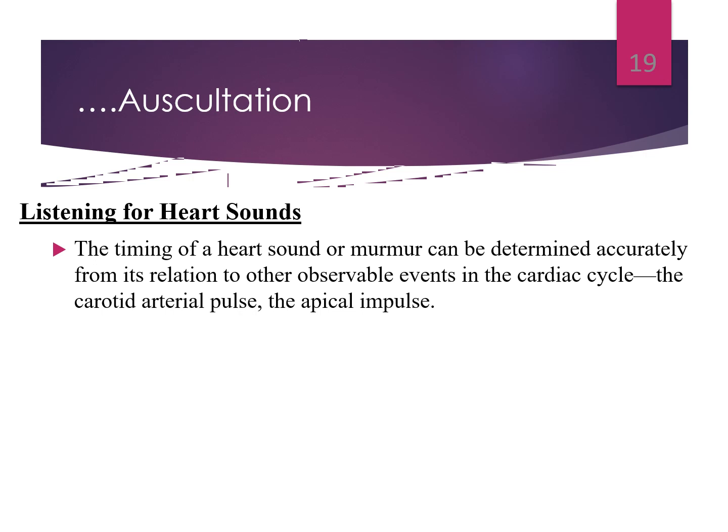Always, S1 is loud at the apex, whereas S2 is loud at the base. S1 is produced by the closure of the AV valves, and it's loudest at the apex. S2 is composed of sounds produced by the closure of the aortic and the pulmonic valves, and it might be split narrowly. S2 is heard well at the base, and it might split narrowly.